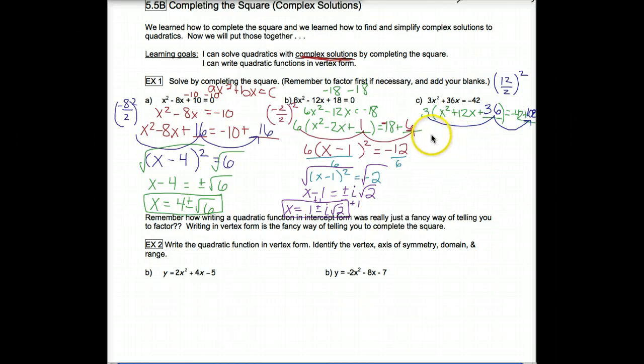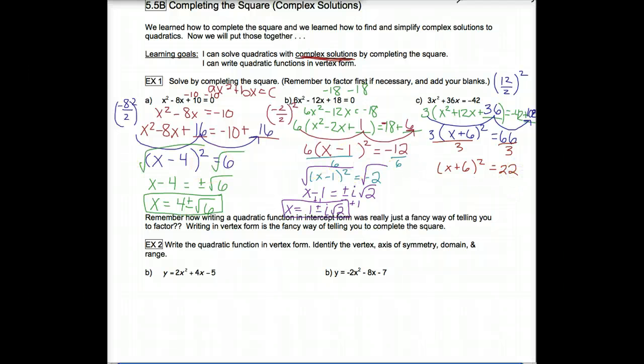So now left side, I'm going to factor it. So that's going to be x plus 6 squared, because square root of x squared is x, square root of 36 is 6. Always get a squared on it. On the right side over here, negative 42 plus 108 is 66. Again, do not take square roots yet. The squared term is not alone. Divide by 3 first. So I've got x plus 6 squared equals 22.